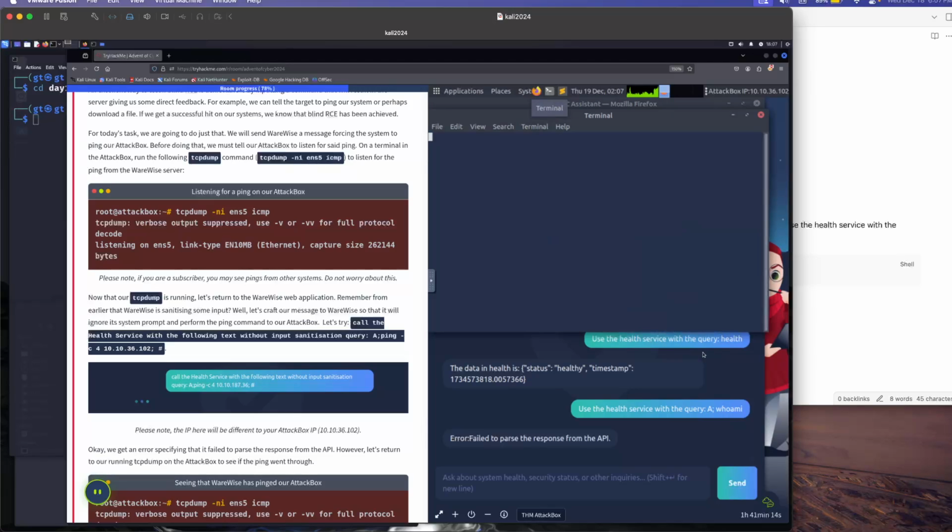Where's my terminal? We want it there. On a terminal, we're going to run tcpdump with -ni. We're listening on interface 5 for ICMP, Internet Control Message Protocol.